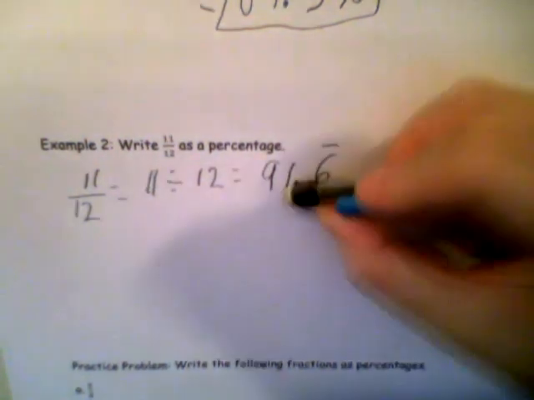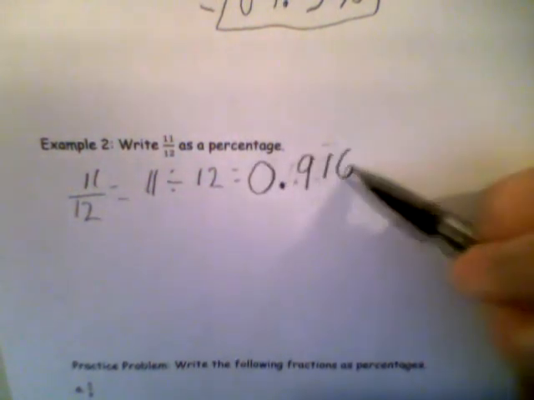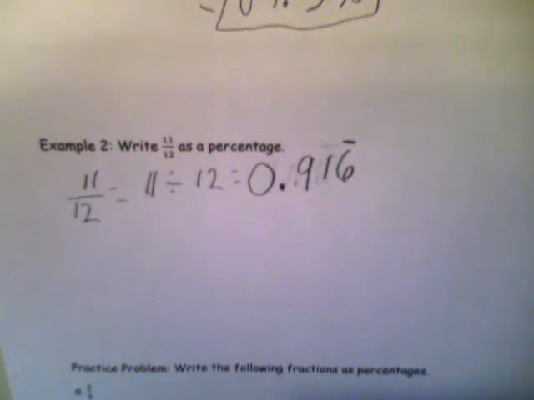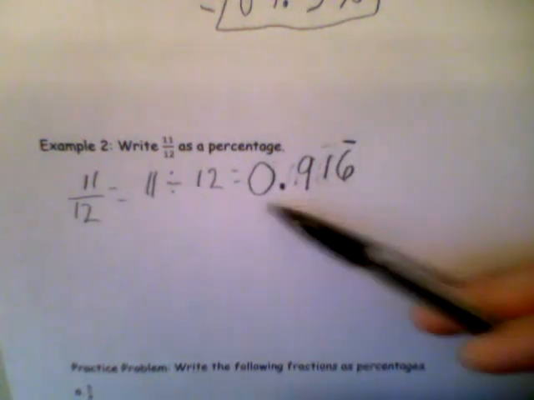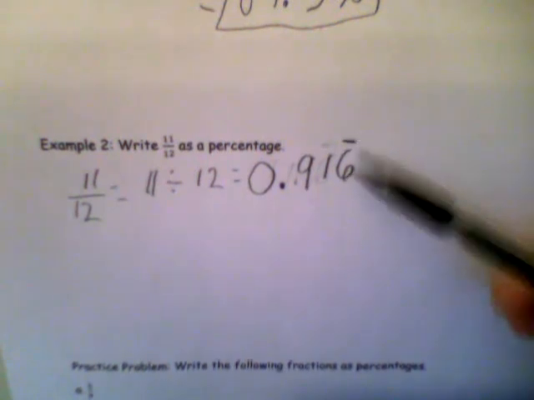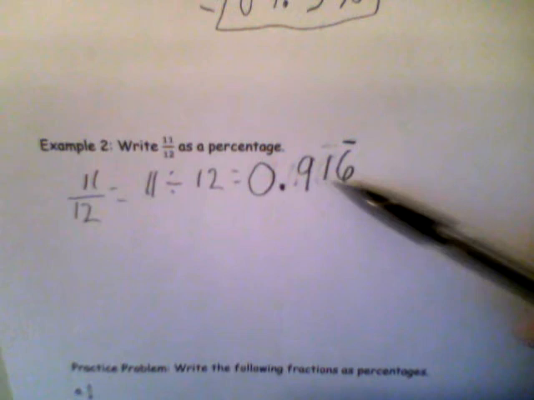Or I'm sorry, I jumped the gun. Whenever you do 11 over 12 in your calculator, you should get 0.916, but with the 6 repeating. So when you type it in, you should get 0.91666666666, and then eventually your calculator rounds off to 7. I don't want you to round off to 7 here. I want you to write it exact. So you're going to put 0.916. The 6 is the one repeating, so you just put the repeating bar over the 6. Okay? So 11 over 12 is the same as 0.91 with the 6 repeating.